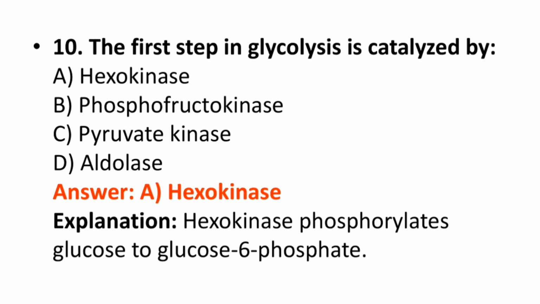The first step in glycolysis is catalyzed by option A hexokinase, option B phosphofructokinase, option C pyruvate kinase, option D aldolase. The correct answer is option A hexokinase. Hexokinase phosphorylates glucose to glucose 6-phosphate.